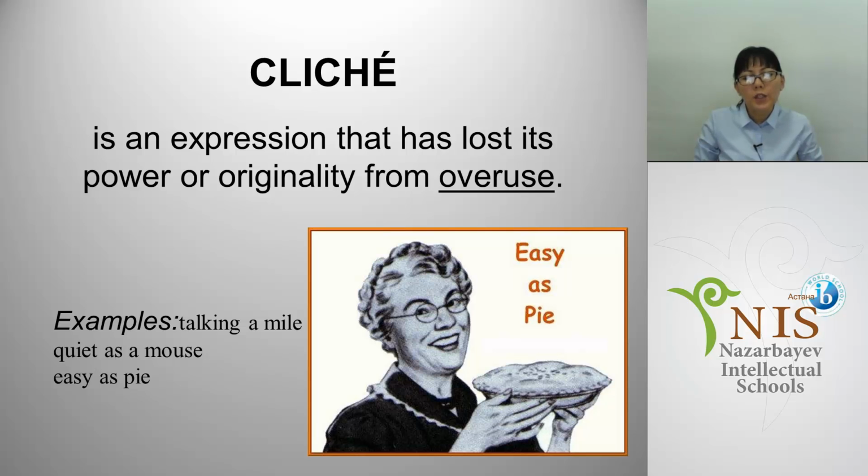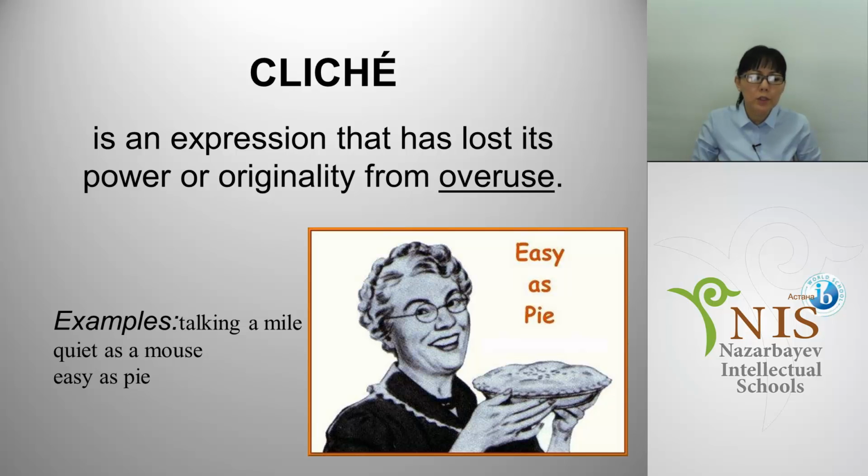We just add the quality feature of a mouse, that it doesn't make much sound, and we address this feature to the character. Easy as pie doesn't mean that we will actually cook a pie, but it means that it's so easy that anyone can do it. This phrase is a combination of words that were so overused that they became stable and clichés.